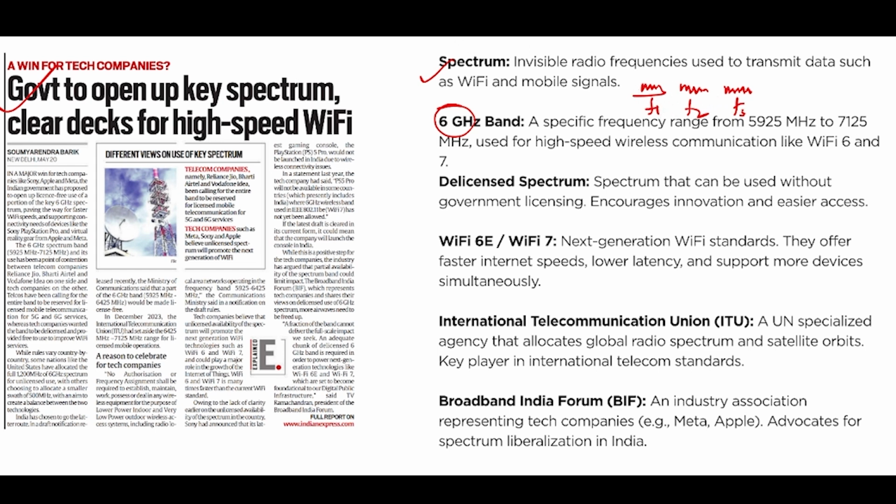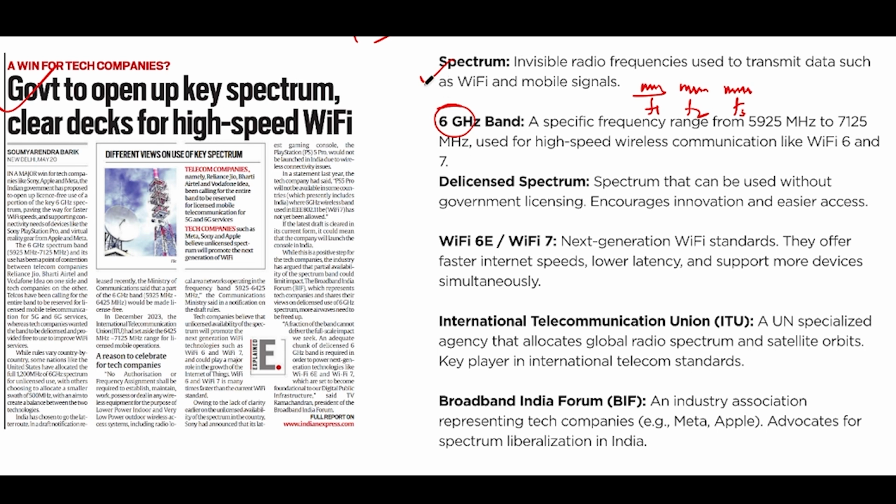government. So when you listen to FM and when you listen to radio saying 98.3 Radio Mirchi or 92.7 Big FM, these people have paid the government to get the exclusive right to transmit data on that particular frequency. This is what is done in spectrum allocation. The government opens up new frequencies for allotment. Private companies bid for it. And that is when the government decided to allocate this particular spectrum in the form of delicensing.